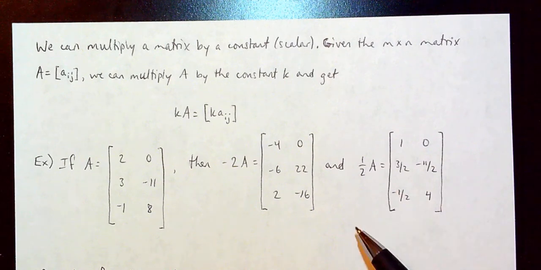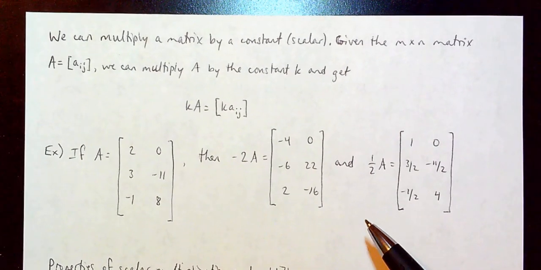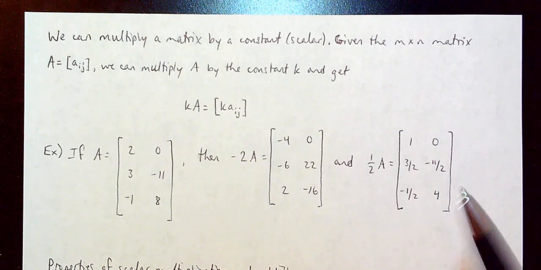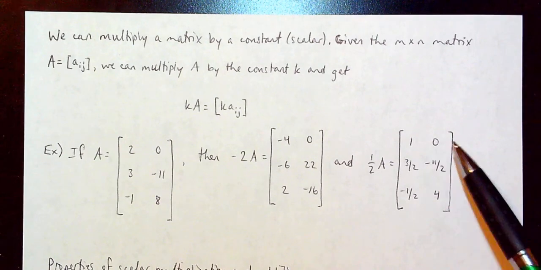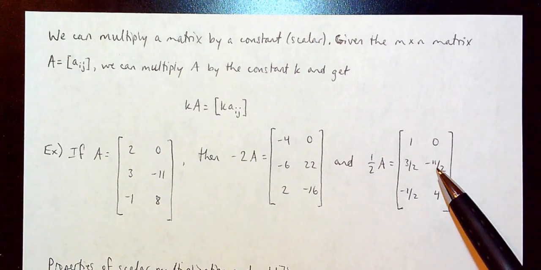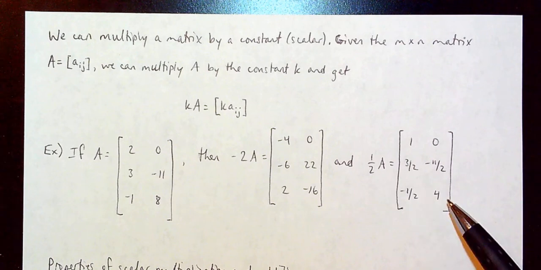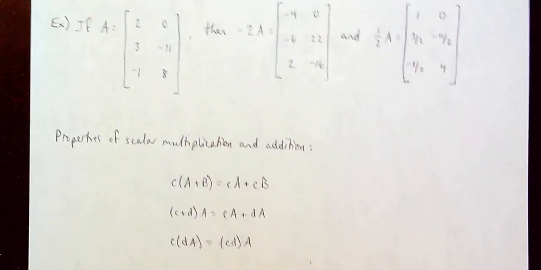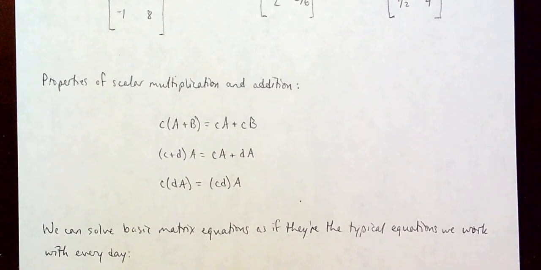And then we can also certainly multiply it by constants that are less than 1, or fractions, or whatever. So 1/2 A is 1, 0, 3 halves, negative 11 halves, negative 1/2, and 4. So multiplying a matrix by a scalar or a constant, you just multiply every element of that matrix by that constant.